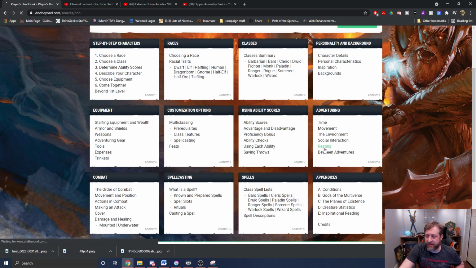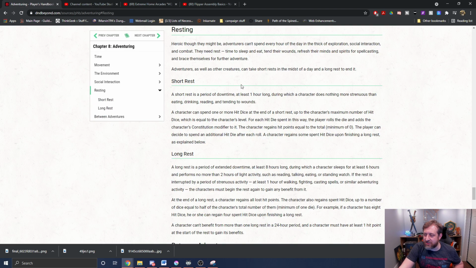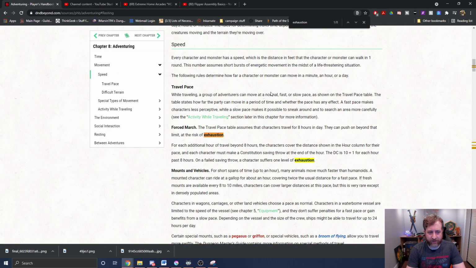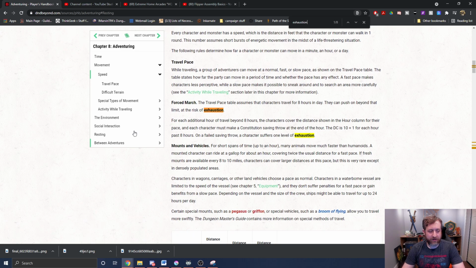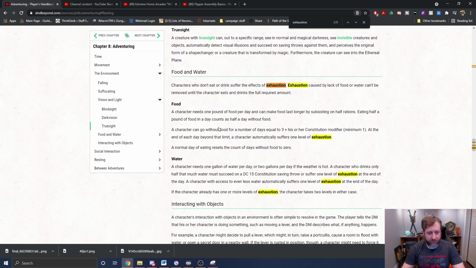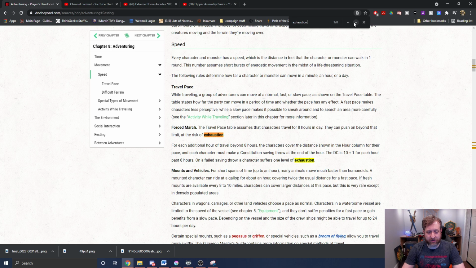So that was something that I think originally, like I said, is just an accepted thing that most DMs do, but nowhere in here, if we search, we're in the resting section, the only reference to exhaustion is with performing a forced march. There are no references, I don't believe, to food and water, right? You need to have food to reduce exhaustion. So a character can go without food for a number of days equal to 3 plus their Constitution modifier. At the end of that day, they suffer a level of exhaustion if they don't have it, and then the same thing with water.